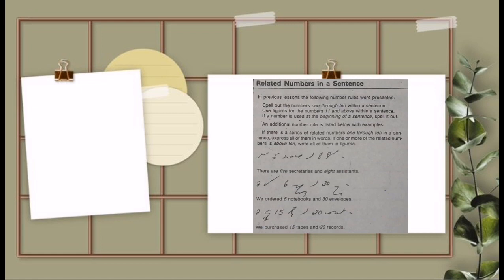An additional number rule is listed below with examples. If there is a series of related numbers 1 through 10 in a sentence, express all of them in words. If one or more of the related numbers is above 10, write all of them in figures.